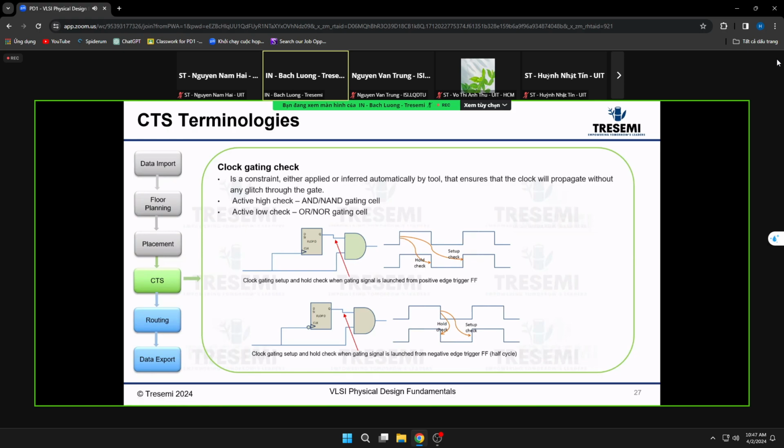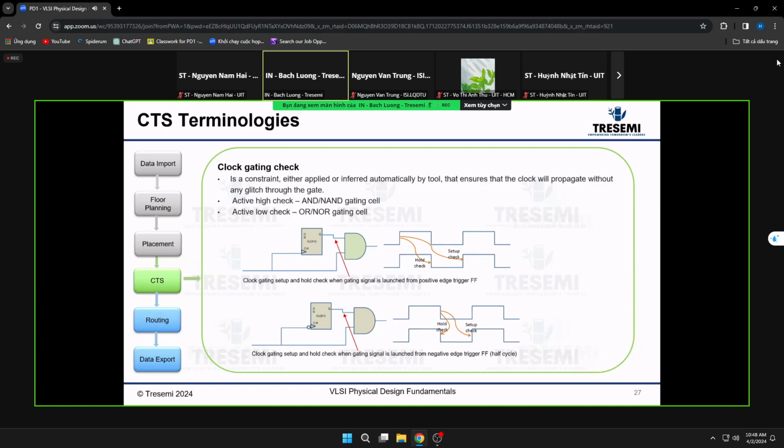There are two types of clock gating check, active high and active low. Active high means it checks during the active high, and active low here, right? So what dictates that? If we're using an AND gate, the gating cell, active high will let the clock propagate through to the capture when this is active high. Active low is because of an OR gate, and it will propagate. So we still need to do a hold check and a setup check to make sure there's no glitch propagating throughout.